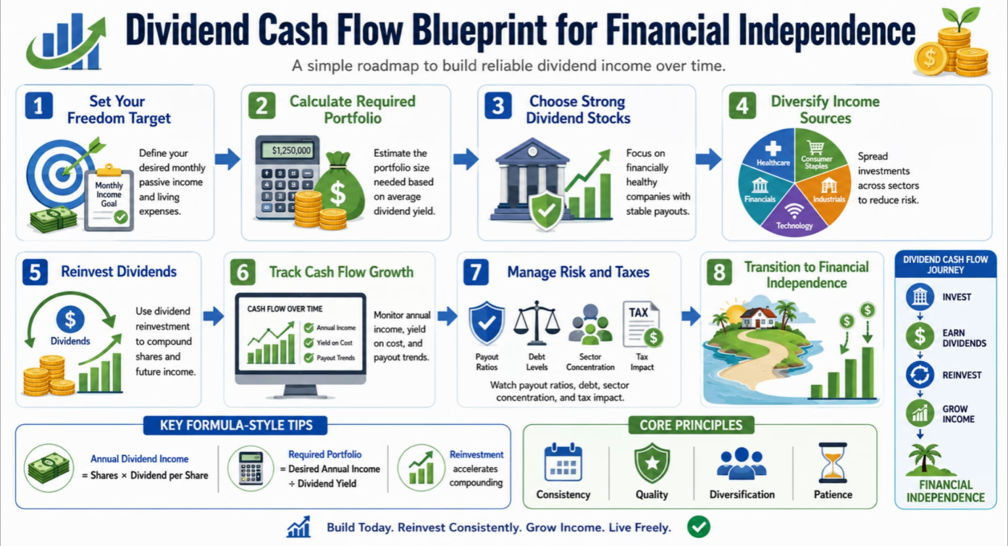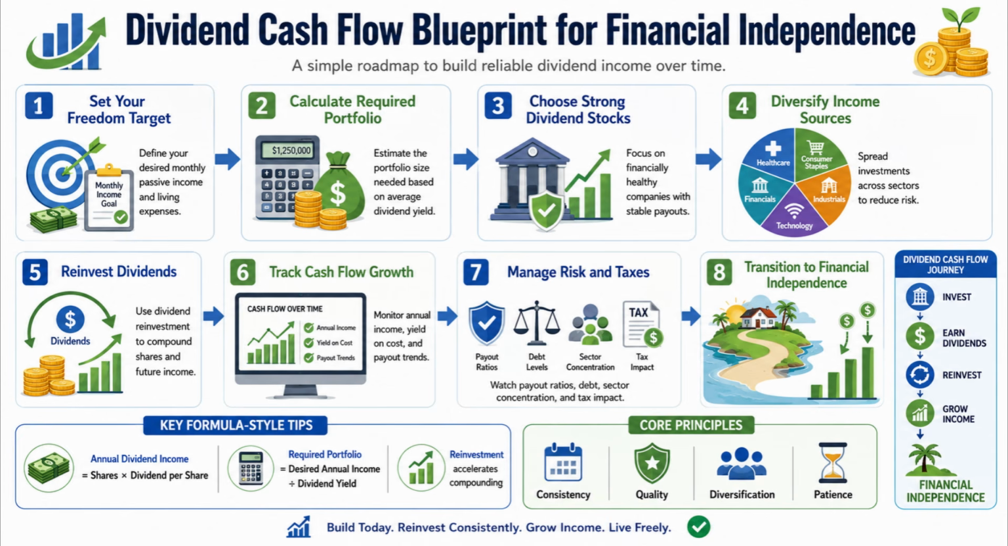To begin with, the first step is to set your financial freedom target. Estimate the amount of monthly income you would need to cover essential living expenses such as housing, food, transportation, healthcare, utilities, and personal costs. For example, if your desired monthly passive income is $5,000, your annual dividend income target would be $60,000. A clear income target makes it easier to measure progress and build a realistic investment plan.